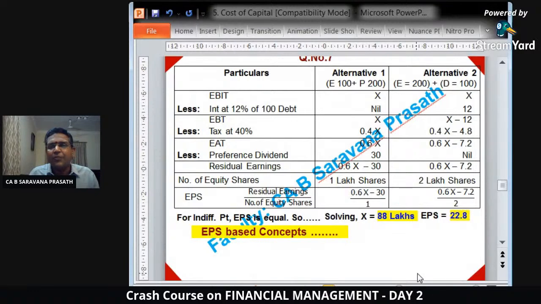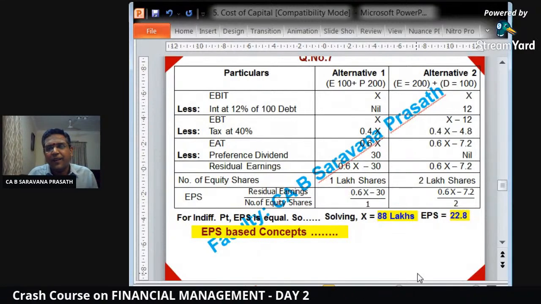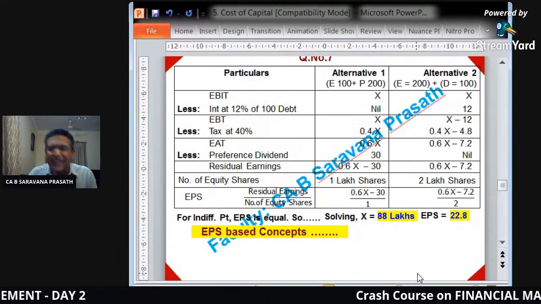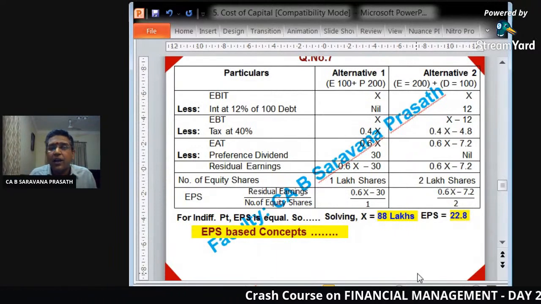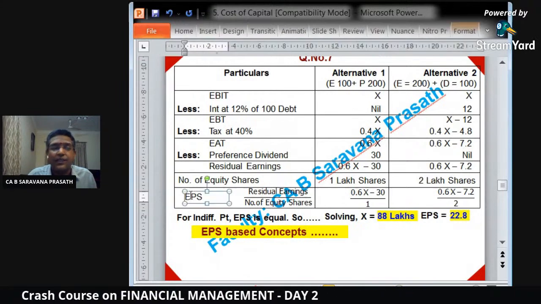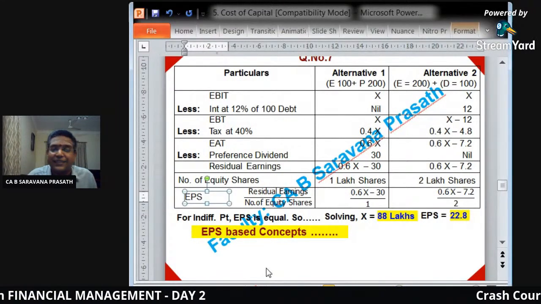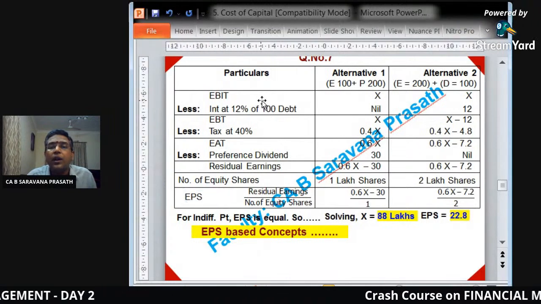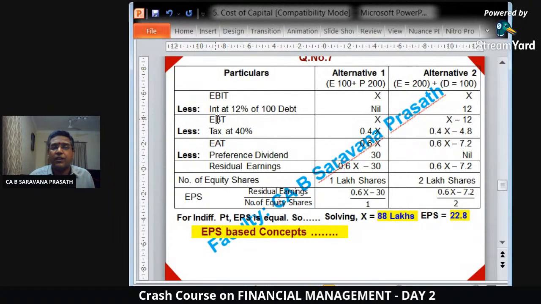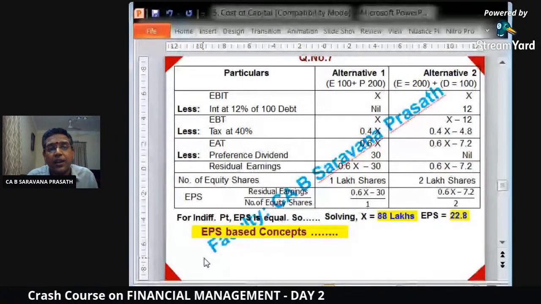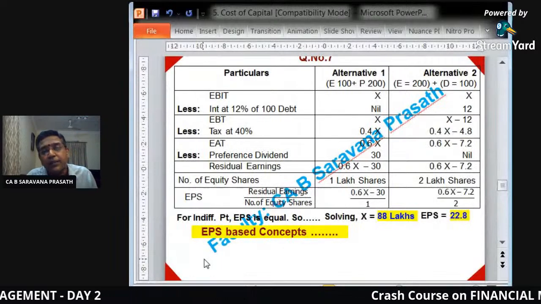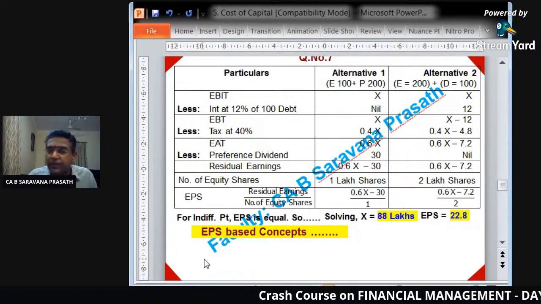The calculation is the one run in preparing a P&L statement. A very simple calculation, very effective in fact. All amounts except EPS are in rupees lakhs. Everything other than EPS is in lakhs. You are aware of the profitability statement: EBIT minus interest is equivalent to EBT, less tax is equivalent to EAT, minus preference dividend is equivalent to residual yield. You divide it by the number of equity shares, you get EPS, right?